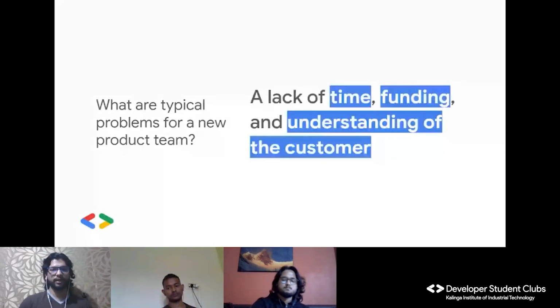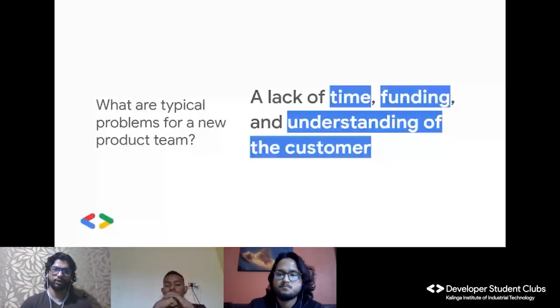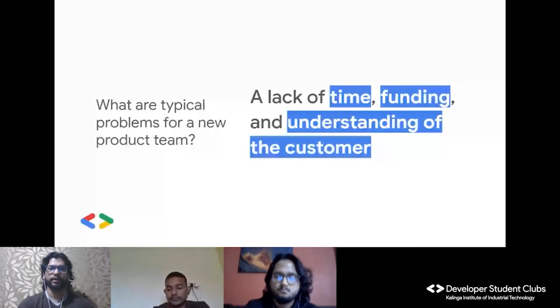Time and funding go hand in hand, because if you don't have time, no matter how much funding you have, you won't be able to make it. If you have a lot of time and no funding, it's the same thing. So these three are the basic blocks that pose an issue to a new product team.